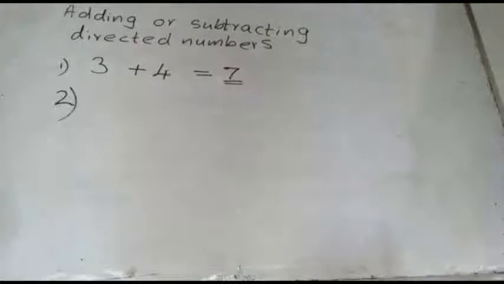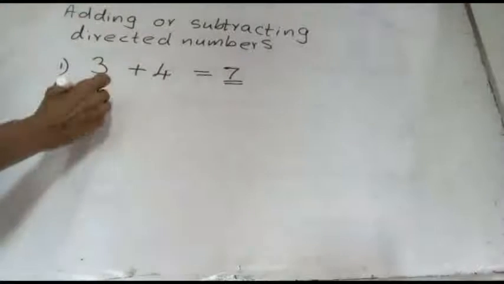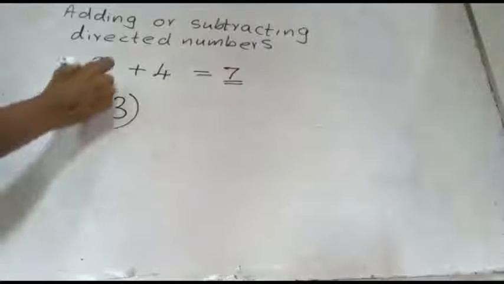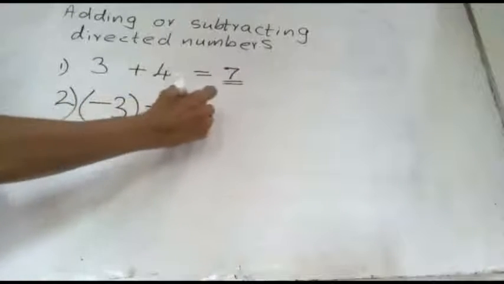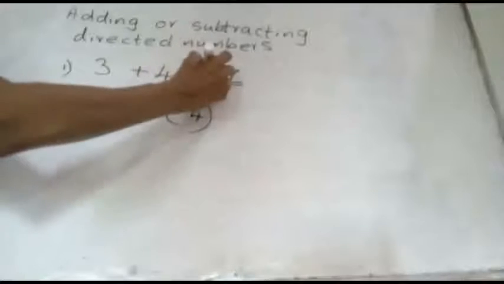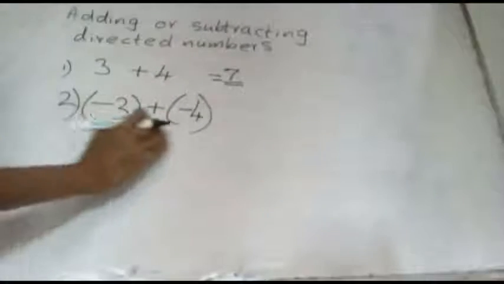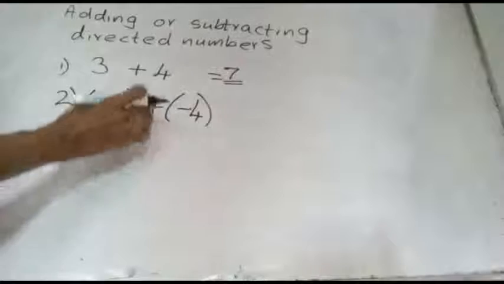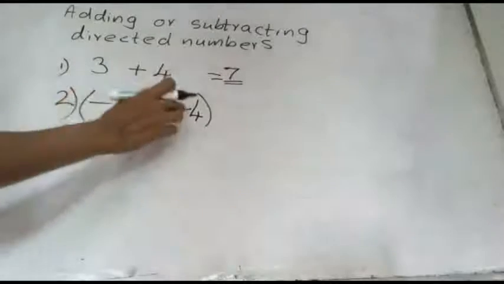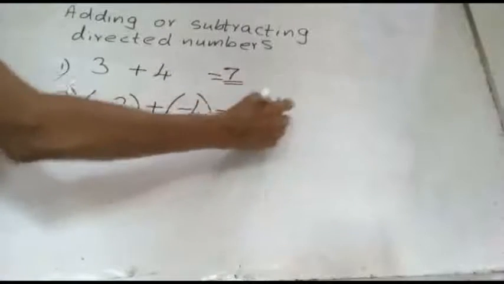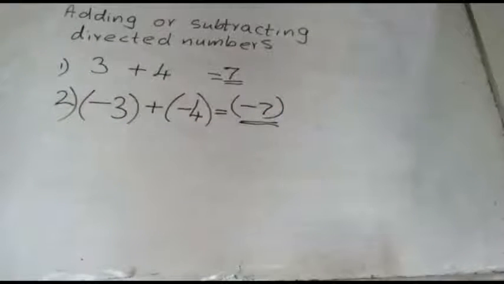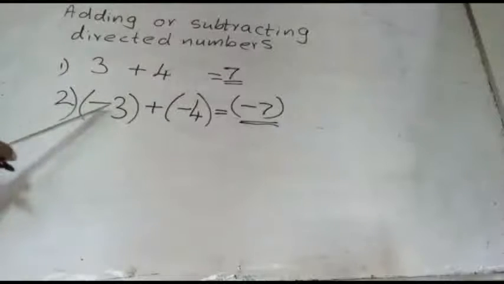Here, negative 3 plus negative 4. Here both of them are negative numbers. We add them. Negative 3 plus negative 4 is equal to negative 7. Signs are the same, negative. Then we add them.